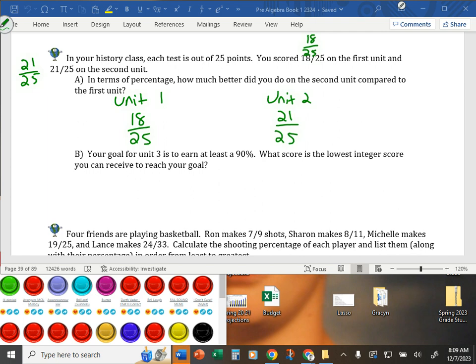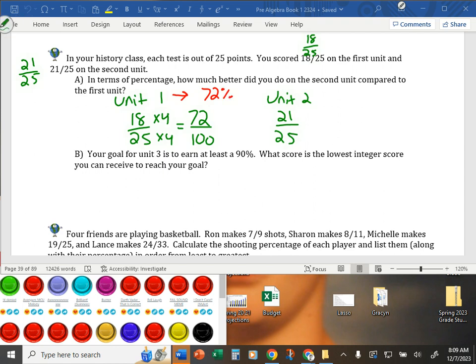How'd you get 72%? Times 4. Yes, and why multiply by 4? Because that's the denominator. Because that's how you get the denominator to be 100, right? 25 times 4 is 100. 18 times 4 is 72. As a percentage in unit 1, we got 72%. Okay?